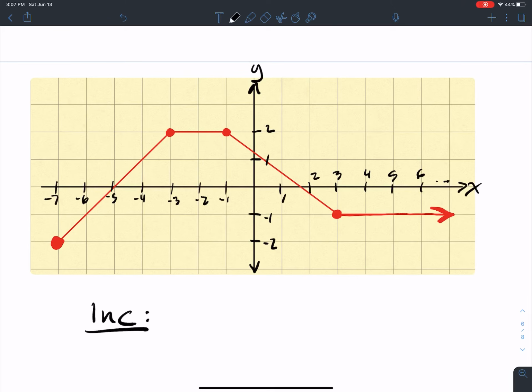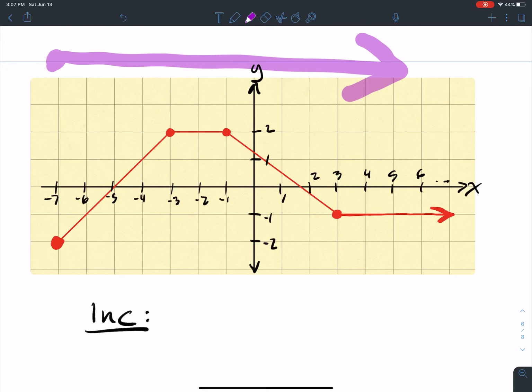Well, it looks like the only place that we're going uphill. Remember, we read from left to right, okay? That's how we read, left to right. Always think, how do I read left to right? So where am I increasing? It looks like I'm increasing from here to here. Okay, that looks like it's the only place that we're increasing.